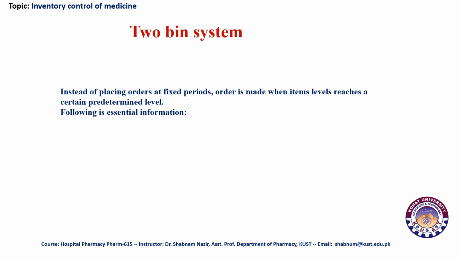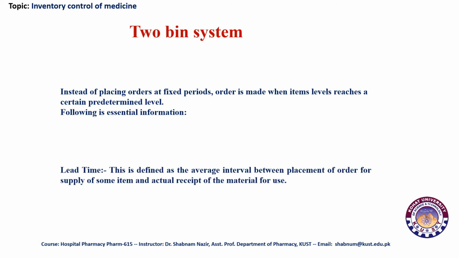Following is essential information. So what essential information will you need? First of all is the lead time. This is defined as the average interval between placement of an order for supply of some items and actual receipt of material for use. Means you order something. Now, when you issue that order, it doesn't mean that you would receive the items the same day or the same time. No, it doesn't happen like that.